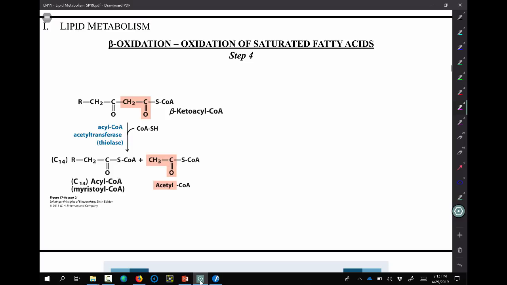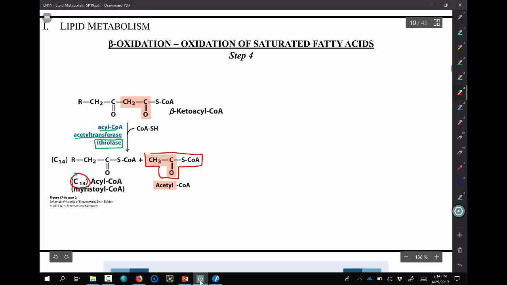What would be called the cleavage step. The enzyme goes by really 2 different names. Acyl-CoA acetyltransferase is one of the names, and that tells you a little bit more what it does. It transfers an acetyl group to coenzyme A. Thiolase is another name, because it is going to essentially break the bond between the acyl chain and this acetyl group, using thiol chemistry. But what you're left with at the end of this is acetyl-CoA, and in this case, a C14.